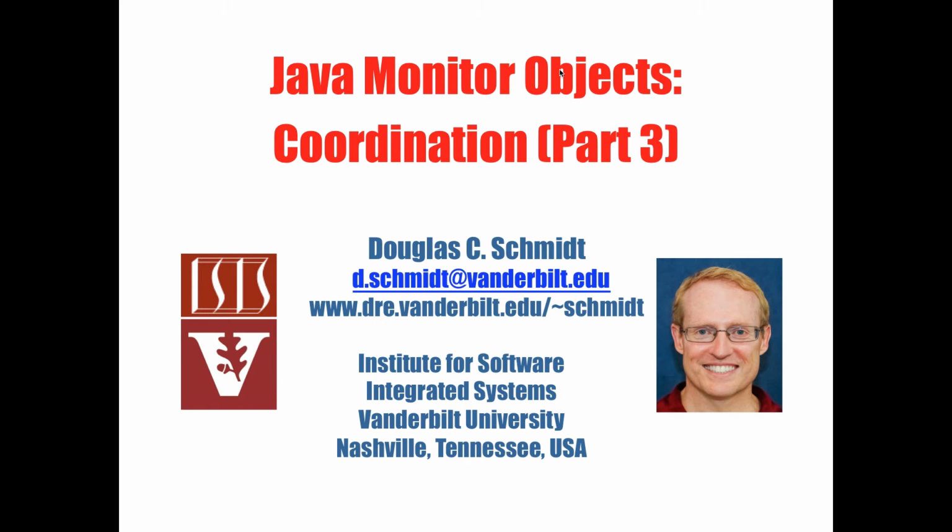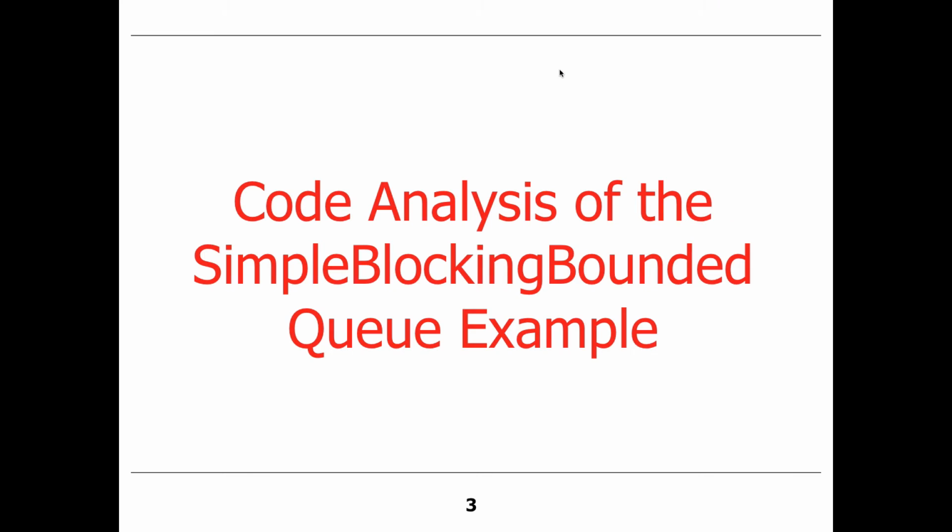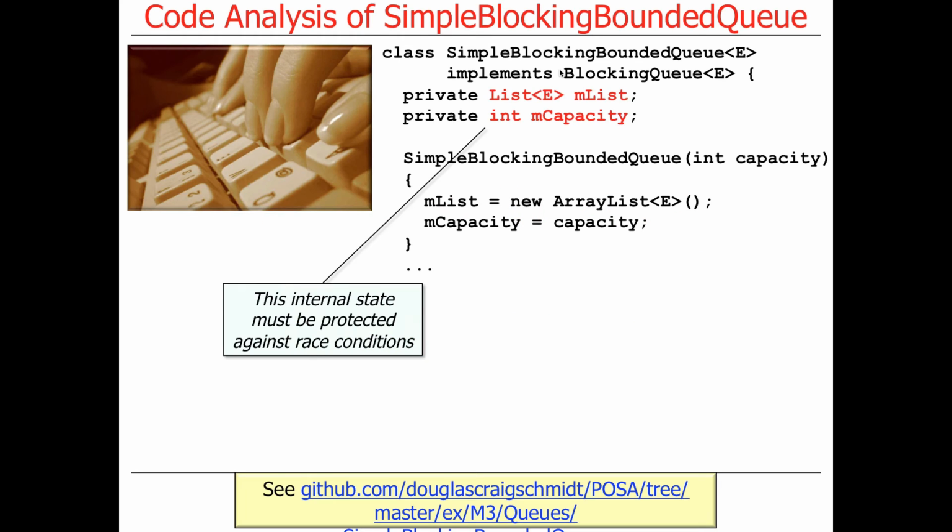Okay, so this is the third and final part of this lesson on coordination, and now we're just going to look at the implementation in Java so you can see in more detail how it would work under the hood. So we'll do a code analysis of our simple blocking bounded queue example, which you can get at this link.